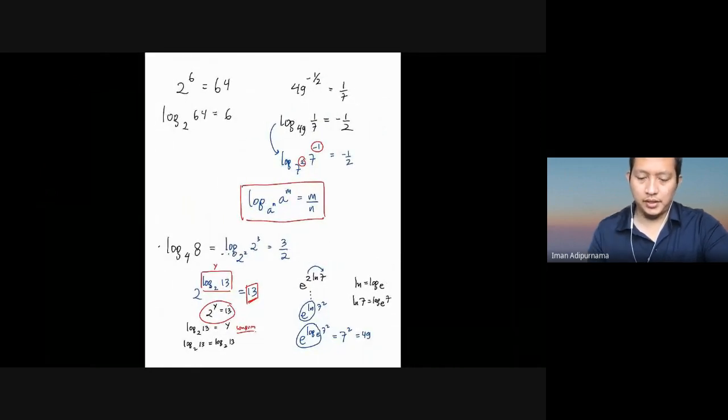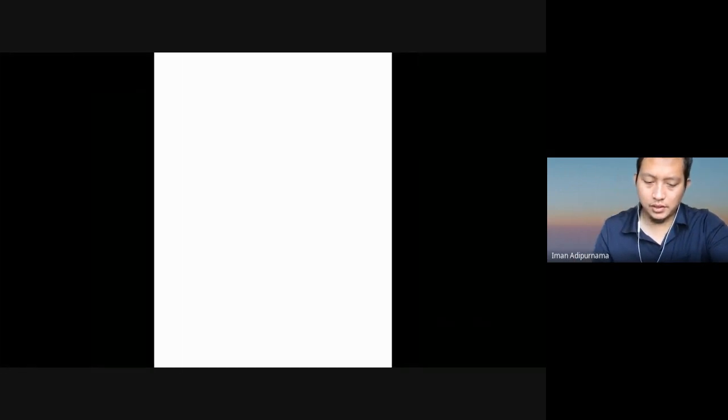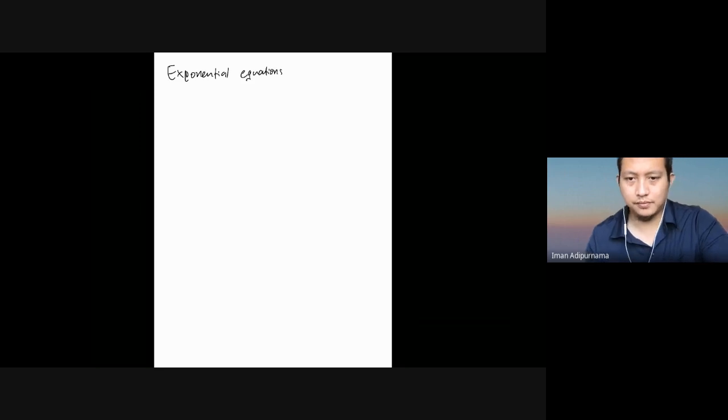Okay. The next section is about if we have an equation with an exponent and also a logarithm in the equation, and how we can solve this problem. Okay, let's do it now. It's about exponentials. So first is exponential equations.